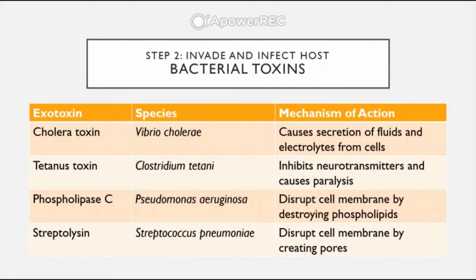Next is phospholipase C from Pseudomonas aeruginosa, which disrupts cell membranes by destroying phospholipids. And finally is streptolysin from Streptococcus pneumoniae, and this disrupts cell membranes by creating pores.